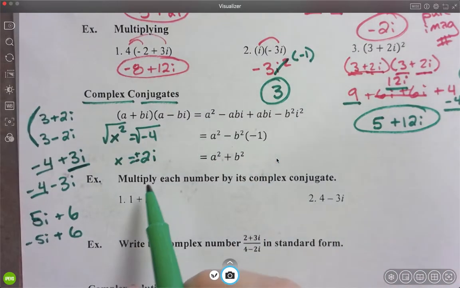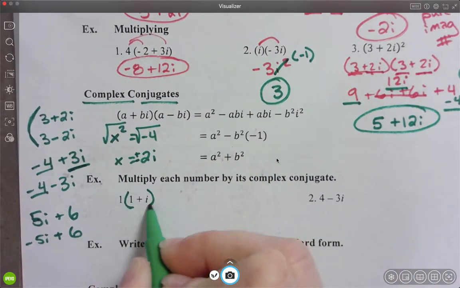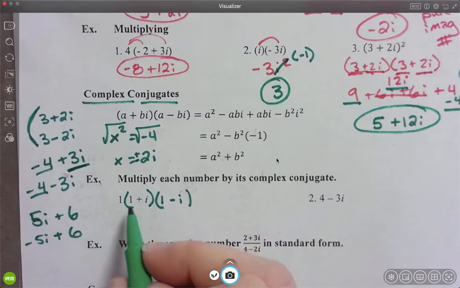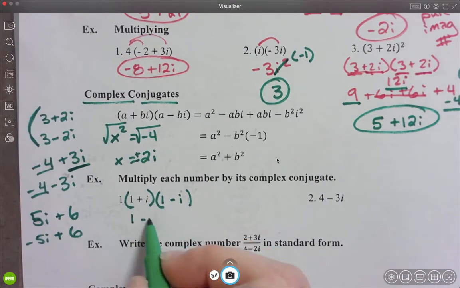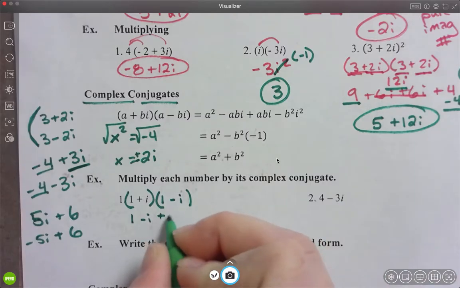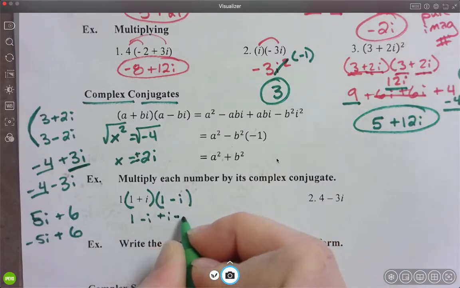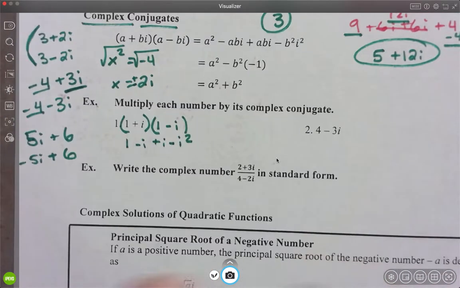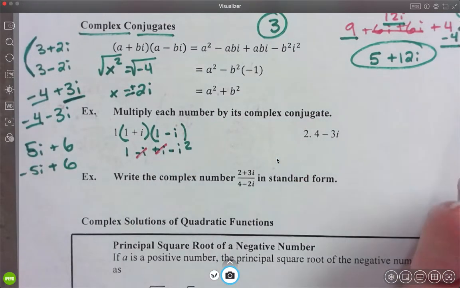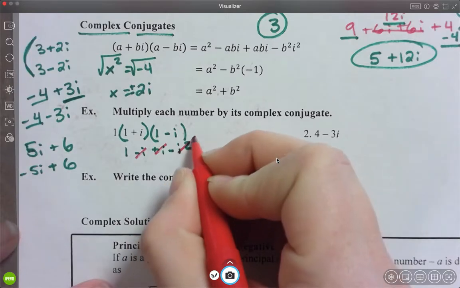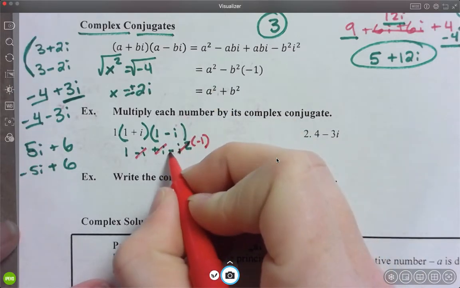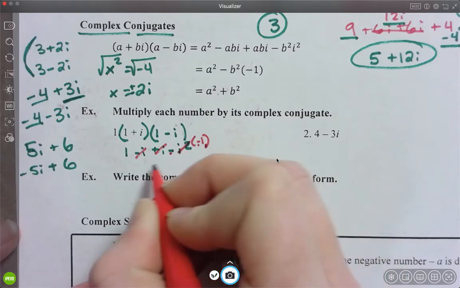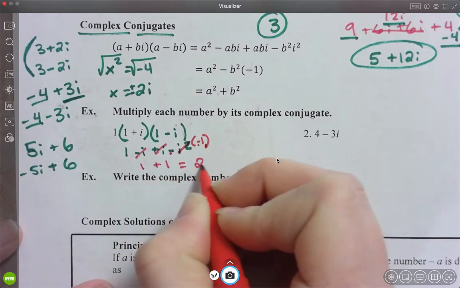So they want us to multiply each number by its complex conjugate. So 1 plus i, the conjugate of that is going to be 1 minus i. We change the sign in front of the i, all right? So 1 times 1 is 1. 1 times negative i is negative i. i times 1 is positive i, and then i times negative i is negative i squared. Okay, negative i squared. So now I put my pieces together. Negative i, positive i goes away, and then i squared is the same thing as negative 1, right? So we have a negative, negative 1, right? Minus i squared was minus a negative 1. So we have 1 plus 1, which is 2, okay?